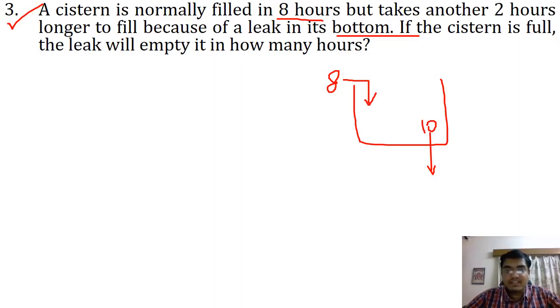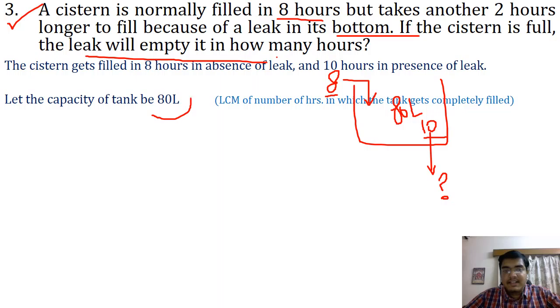Now it says if the cistern is full, the leak will empty it in how many hours? So we need to find basically the rate at which the outlet pipe empties the cistern. So first of all, what do we do? We take the capacity of the cistern as the LCM of 8 and 10. So let us consider our capacity to be 80 liters.